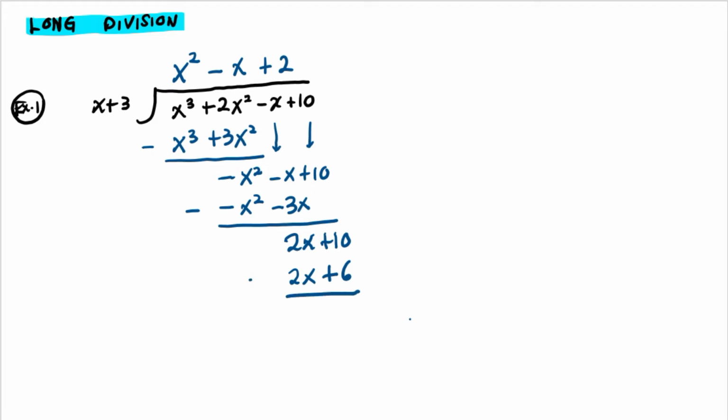Again, we have to subtract: 2x minus 2x, we get 0. 10 minus 6, we get a positive 4. Therefore, now we can highlight this part. This part is known as the quotient. This is the divisor, and this is the remainder.